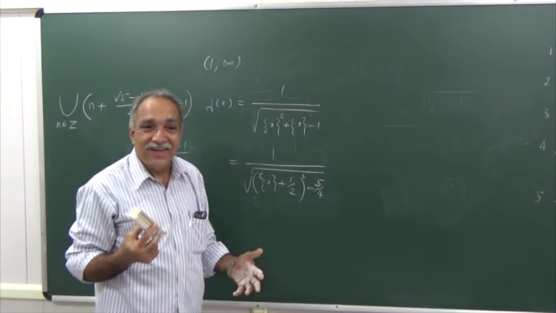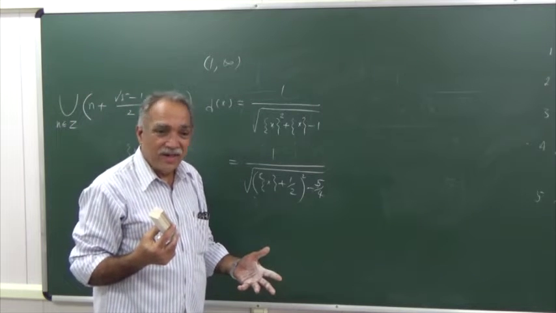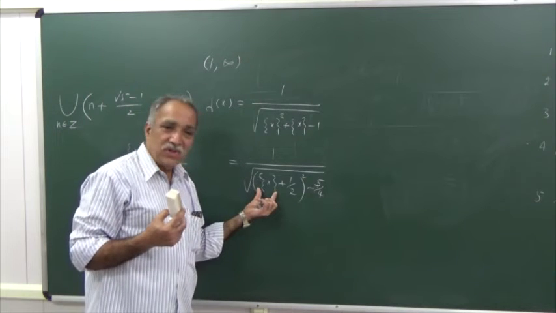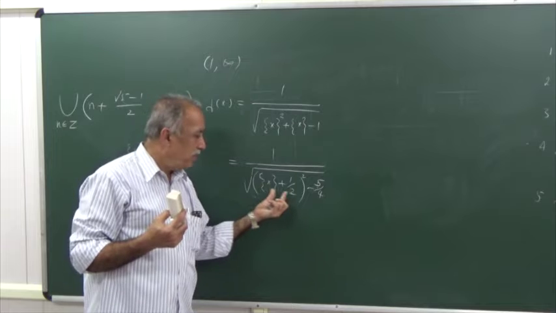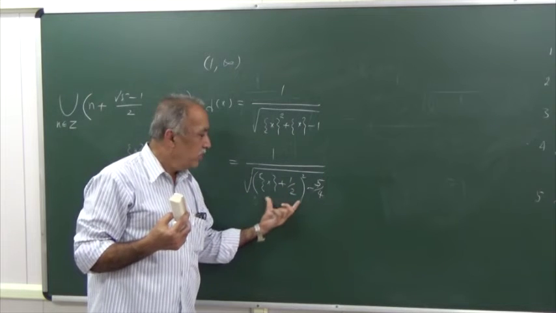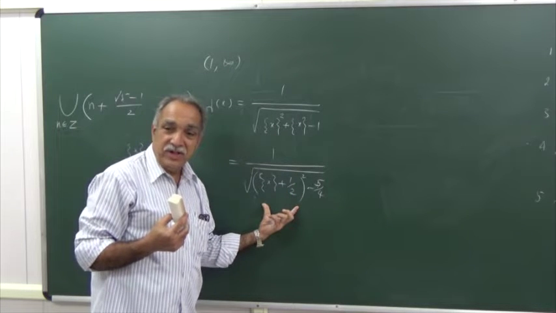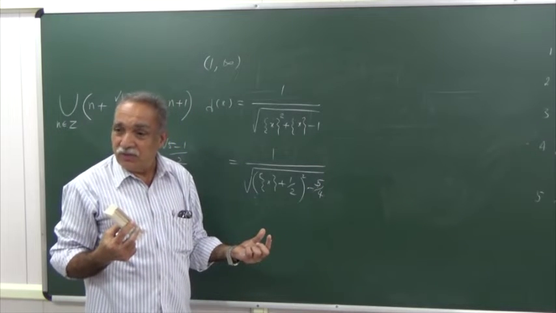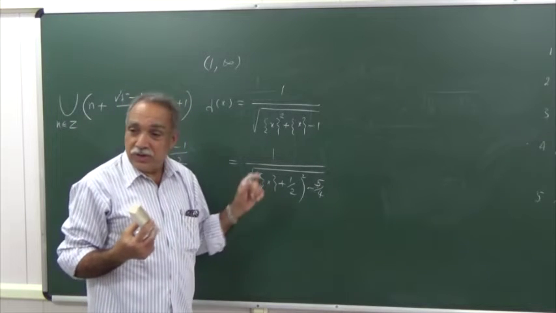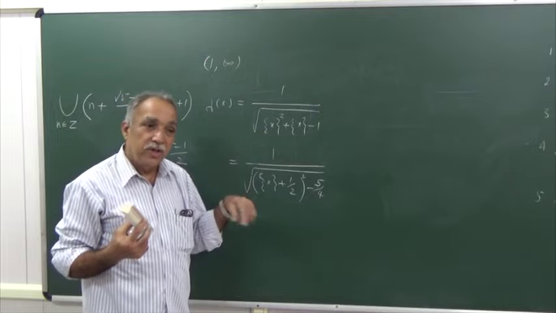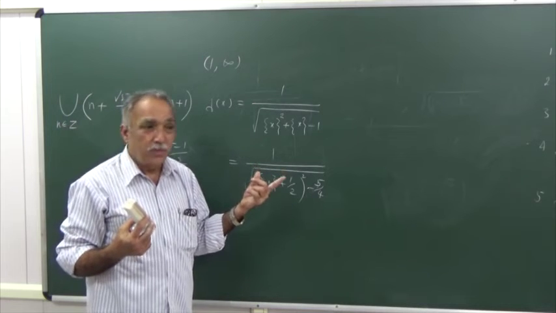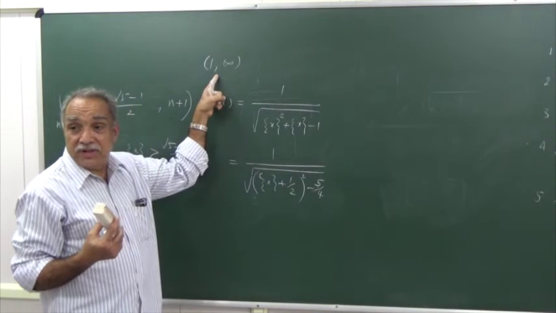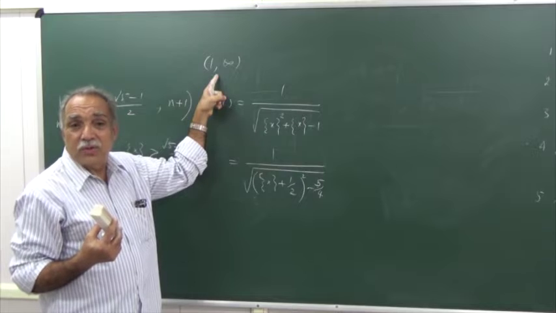Yes, 5 by 16. I am taking this 3 by 4. 3 by 4 plus 2 by 4, 5 by 4. Square is 25 by 16. 25 by 16 minus 20 by 16 is 5 by 16. Square root, root 5 by 4. Reciprocal, 4 by root 5. Is it a number in this interval? 4 by root 5.